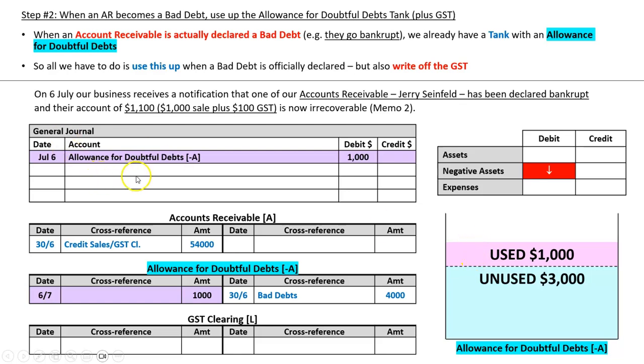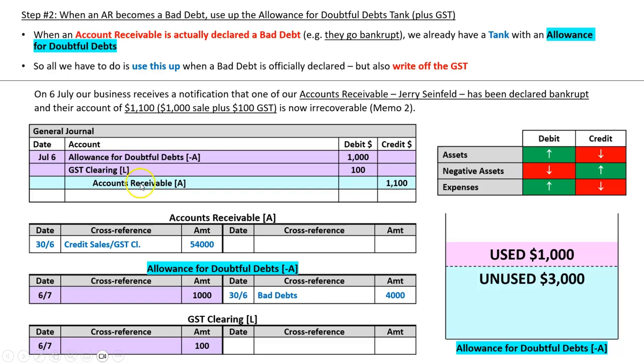What would our credit be? Actually, we've got another debit before that. The GST is a liability, but I don't have to give the government the $100 that this customer owed. So I can decrease my liability with a debit of $100 there. And lastly, accounts receivable are not going to repay me.